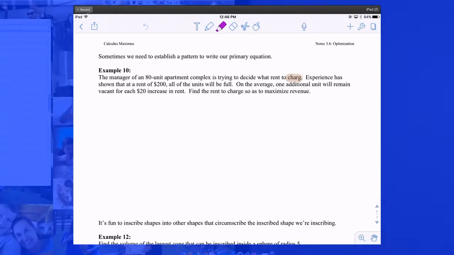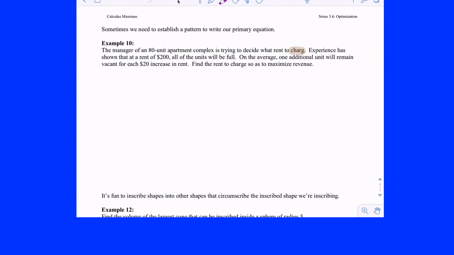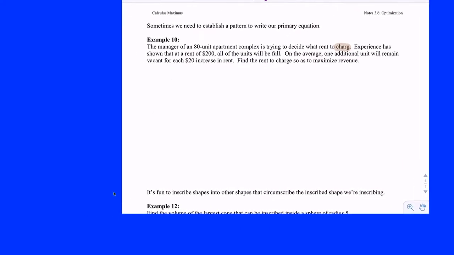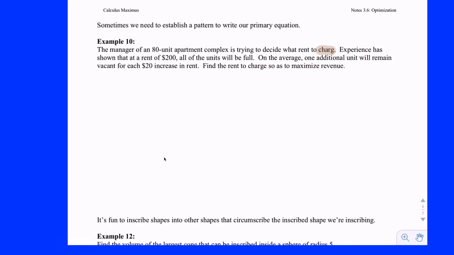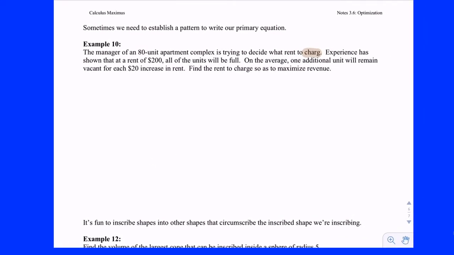All right, so example 10 is not a geometric problem. It's not something that we can kind of draw and label sides, come up with equations by using geometric formulas. It's a situation. So reading the situation, let's see first of all why it's optimization.